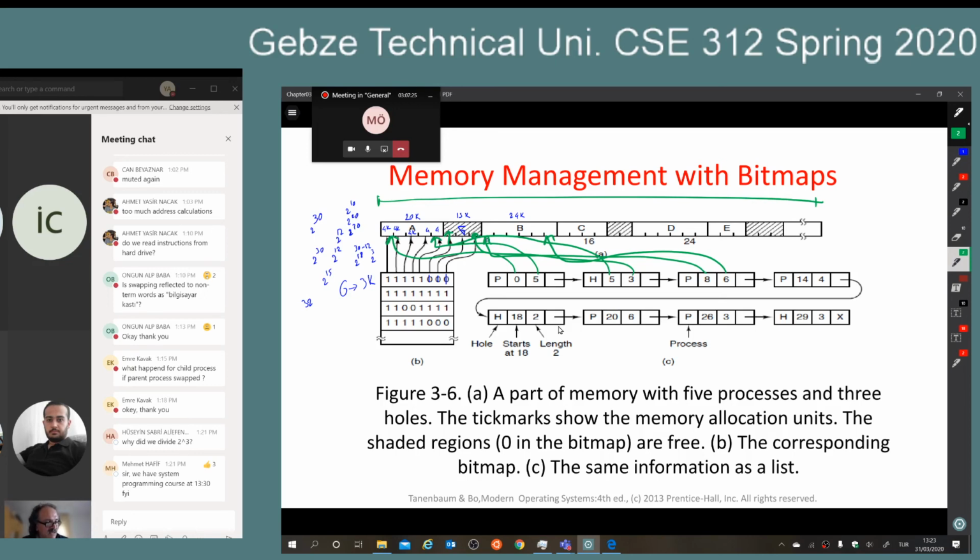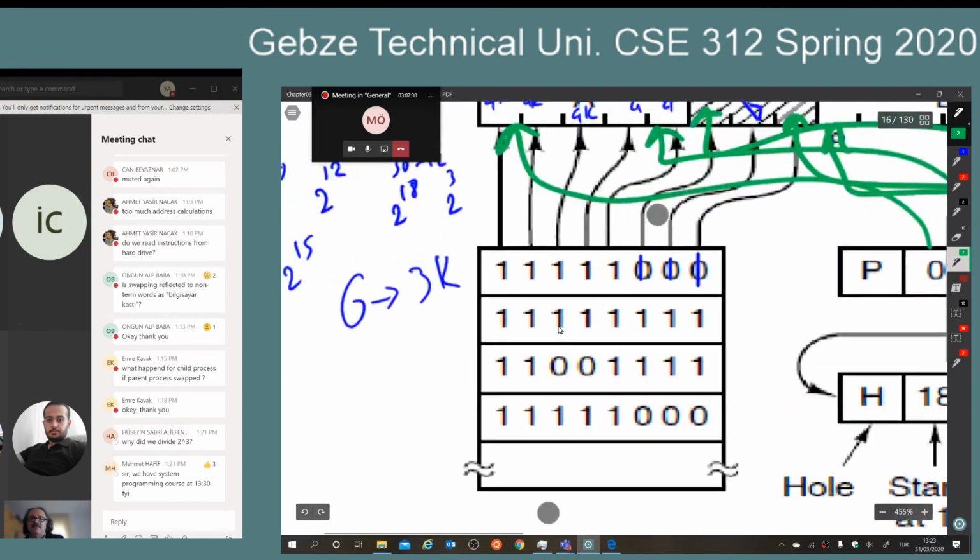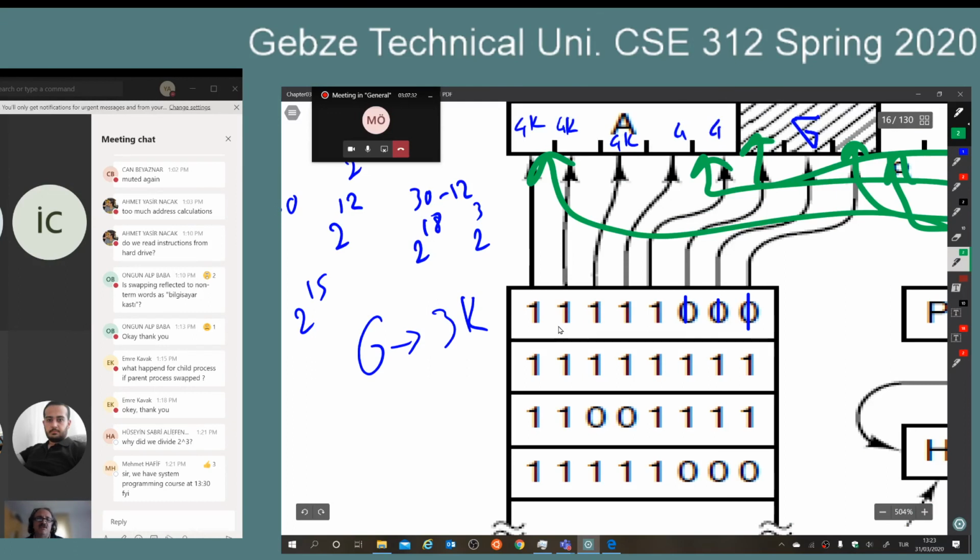Hussein, why did we divide by 2 to the 3? Because this is a bitmap. This is a bit. If I get all of these together, this row is a byte. So I am trying to calculate in terms of bytes, not bits. That's why I divide it by 2 to the 3. 2 to the 3 is 8.